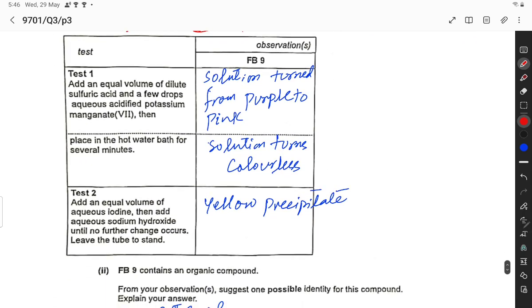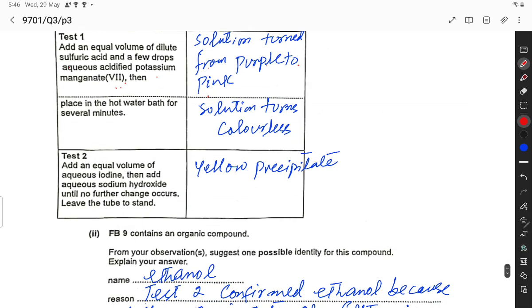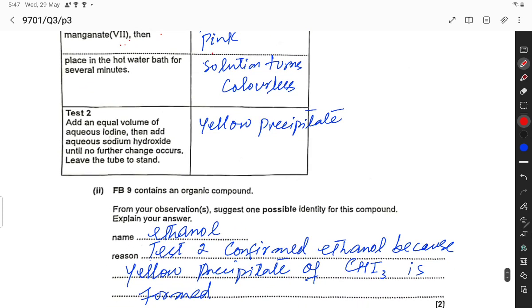Test 1: add an equal volume of dilute sulfuric acid and a few drops of aqueous acidified potassium manganate. The solution turned from purple to pink. When we place this in the hot water bath, the solution turns colorless. Test 2: add an equal volume of aqueous iodine, then add aqueous sodium hydroxide.